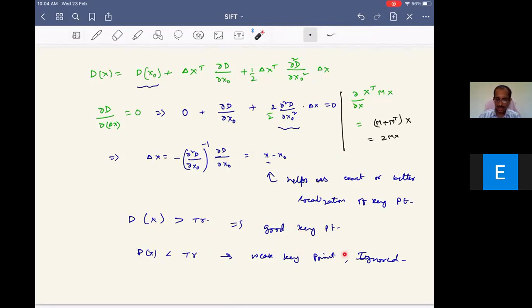If it is less than the threshold, it is not a very good key point, a weak key point, and it can be ignored. The threshold, if I remember correctly, is usually put as 0.04 or something like that. We'll see the exact values in the slides. So by this we can eliminate the weak key points.